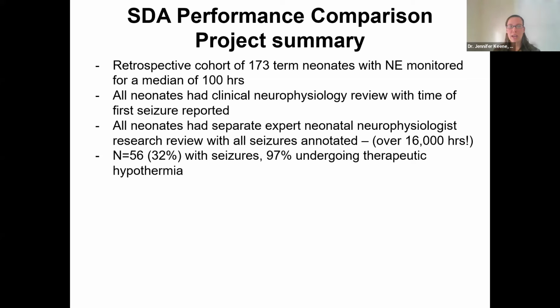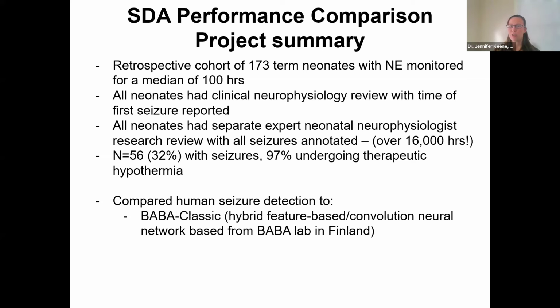We had N equals 56, or 32% of our cohort, who had seizures. 97% of them were undergoing therapeutic hypothermia. A small group was identified too late to initiate therapeutic hypothermia, but was still monitored on EEG. And we compared human expert seizure detection to 3 different algorithms.